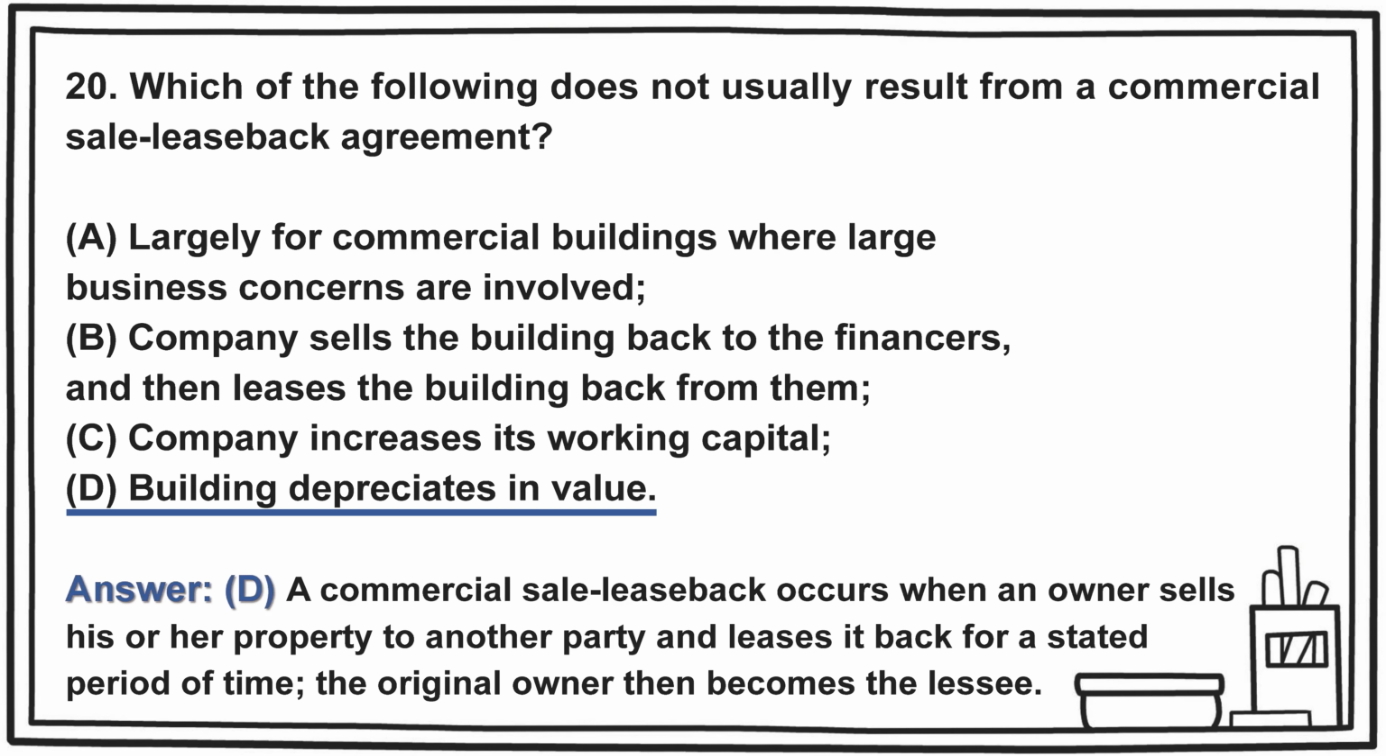Answer D. A commercial sale-leaseback occurs when an owner sells his or her property to another party and leases it back for a stated period of time. The original owner then becomes the lessee.